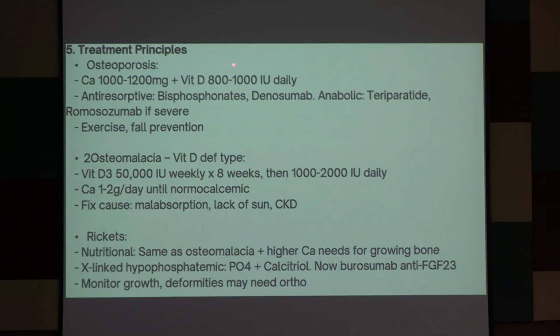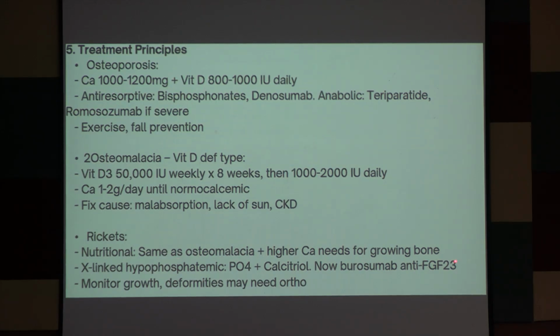Treatment: osteoporosis, calcium plus vitamin D. Anti-resorptive: bisphosphonates, denosumab; anabolic: teriparatide. This is actually parathyroid hormone. And romosozumab if severe. And osteomalacia, vitamin D deficiency treatment. Calcium 1 to 2 grams per day until normocalcemic. Fix the cause. Rickets nutritional, same as osteomalacia.